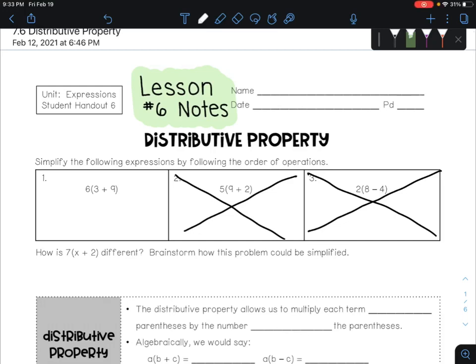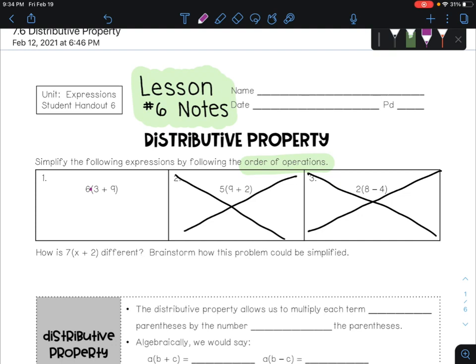For lesson 6, we'll be discussing another property called the distributive property. To start, let's look at an expression that's in the form of the distributive property, but let's use our order of operations to solve instead. All right, so 6, and then parentheses, 3 plus 9. Remember, when you don't see an operation, it's multiplication.